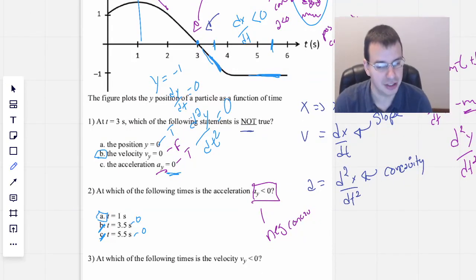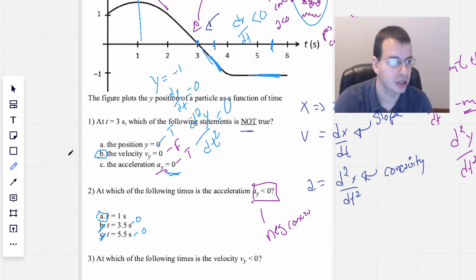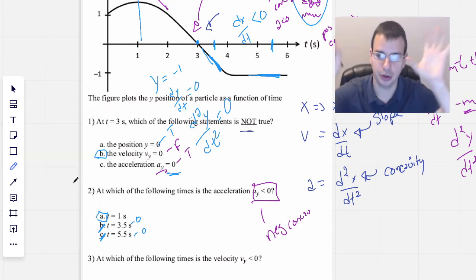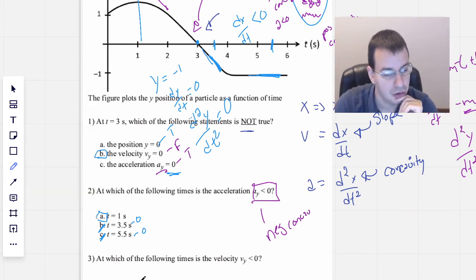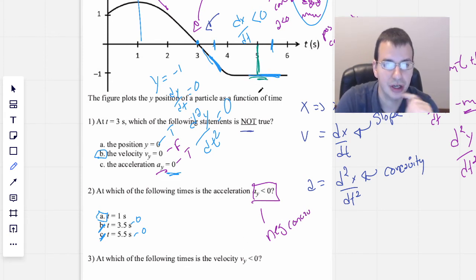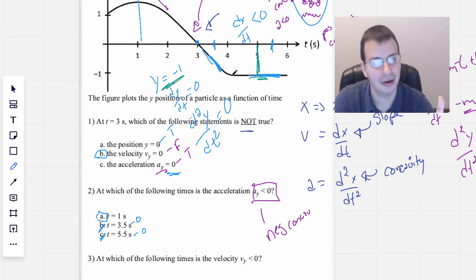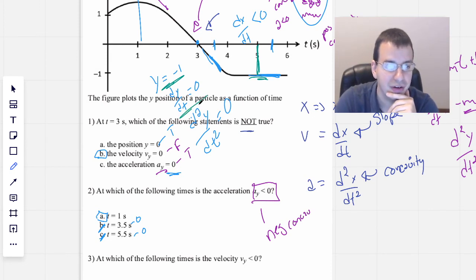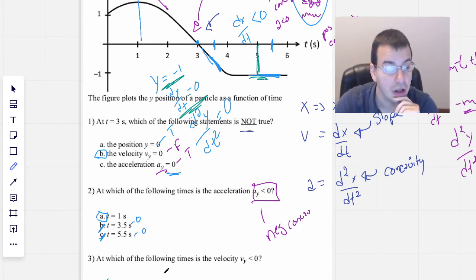Okay, which of the following times is the velocity less than 0? Okay, so we get a different color because I have so much going on. Did I get green? Is that a good contrast? It's a good contrast. So t equals 5 seconds. So that's going to be velocity equals 0. We already said that for this equation we can say y equals -1 because it looks about that. Probably not exactly, but close. Derivative of that will be 0. So derivative of -1 is 0. So that's not going to work because 0 equals 0. It is not less than 0.